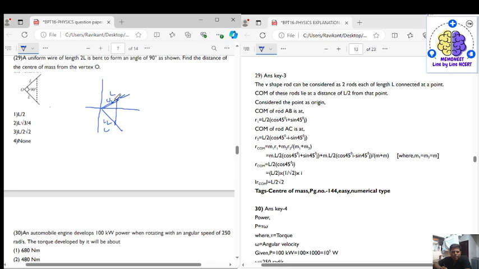If this is L by 2 and this is L by 2 and this angle is 90 degrees, then the other angles will be 45 degrees each. What we need to calculate is this length and then divide it by 2. If we have a triangle like this, with sides L by 2 and L by 2, we need to calculate this hypotenuse. Using the Pythagoras theorem, it will be equal to root 2 times L.